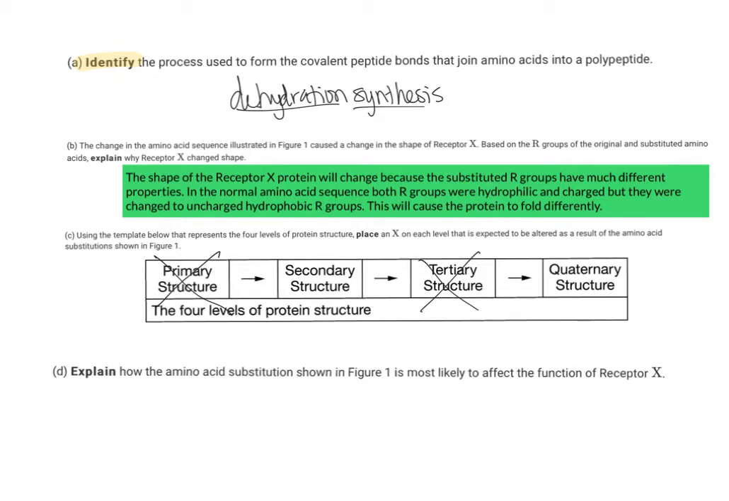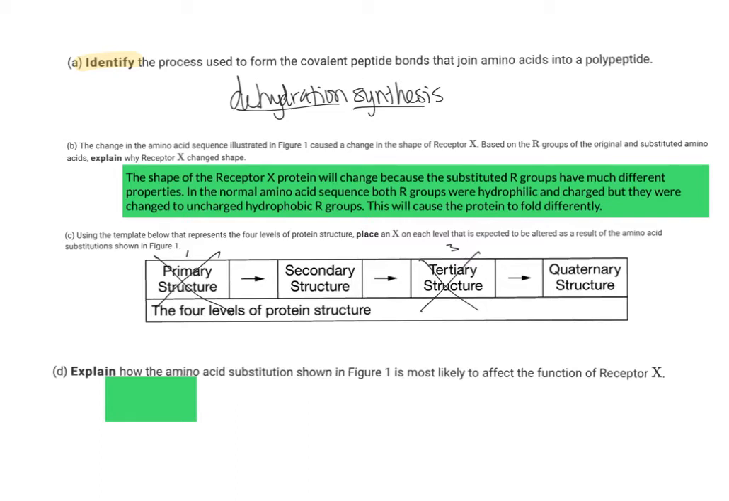The quaternary structure, again, is multiple polypeptides interacting together, but from the context, it told us that there's only one. There's a single polypeptide that makes up this protein. So the quaternary structure doesn't exist for this protein. So our answer is primary and tertiary. Okay, so the last part here, it says explain how the amino acid substitution is most likely to affect the function of receptor X. And what was the function? Well, in the reading, it said that it binds a molecule that's found outside the cell. And when it binds that molecule, it causes the cell to respond in a particular way.